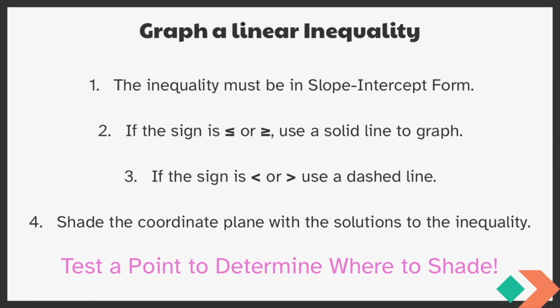Now, when we go to graph a linear inequality, we have a few steps to remember. The inequality must be in slope-intercept form, so y equals mx plus b. Remember, we're going to have that as our guiding principle here. If the sign is less than or equal to or greater than or equal to, we're going to use a solid line on the graph. If the sign is less than or greater than, we'll use a dashed line. We're going to shade the coordinate plane with the solutions to the inequality. And we have to test a point to determine where we shade. So now let's take a look at this with example A.